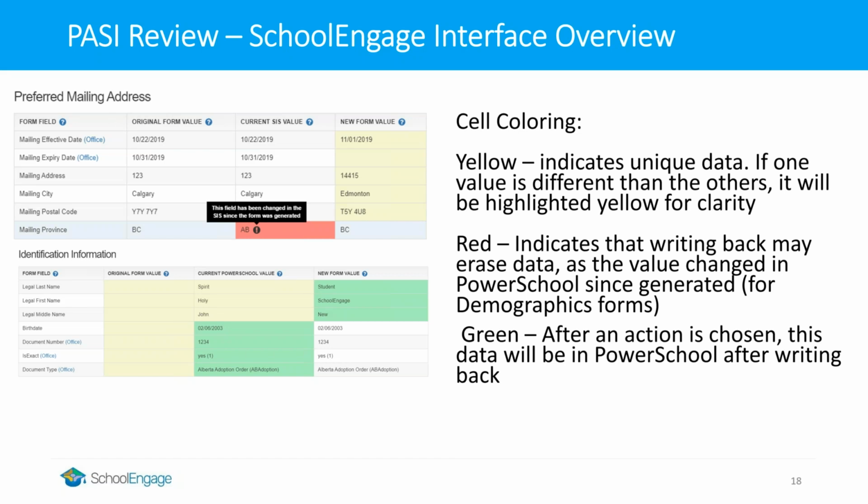So green is going to be what the data is in PowerSchool when you submit it. Where the green appears depends on the actions. I'll be showing you all the different scenarios later, but once you've chosen if you want to add or edit or do another action, it'll highlight your final decision in green, so it's always very clear what's moving to PowerSchool.